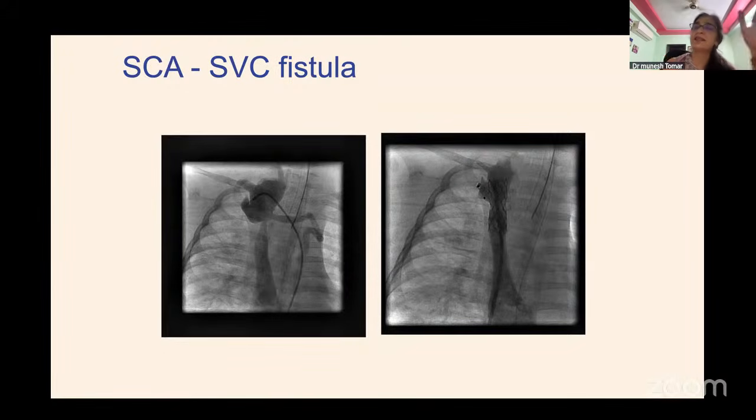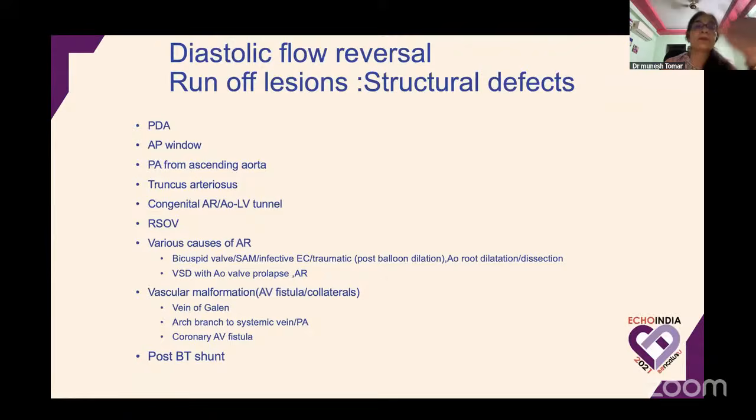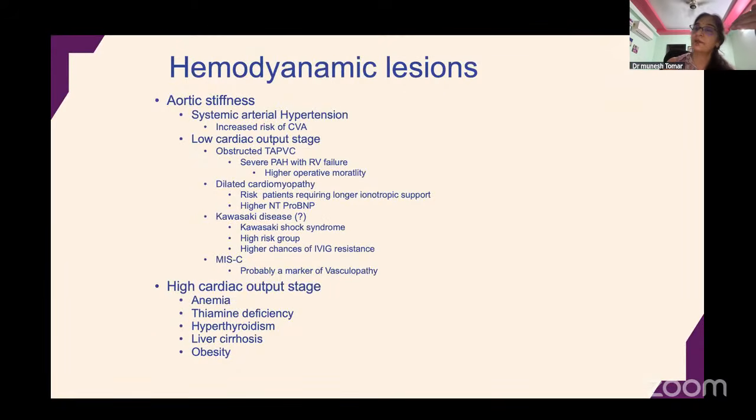There is flow reversal. It is something very significant. Whether hemodynamic or structural, we have to look at all the parts. So PDA, AP window, PA, from a long list of lesions, there are structural lesions that lead to diastolic flow reversal. A list of hemodynamic lesions is there.